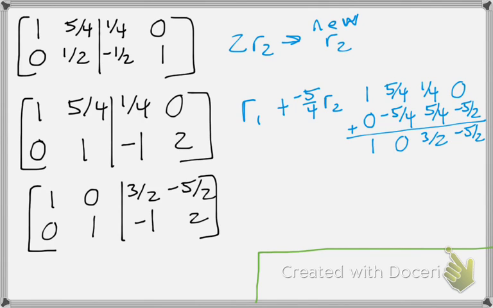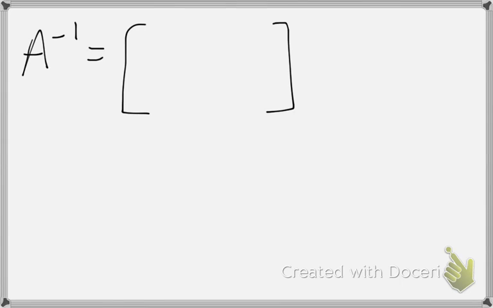Okay, so we're almost done. You'll see that we now have the identity matrix on the left. So whatever I have left over on the right, that is going to be my inverse matrix. So let me declare that as my final answer: 3/2, -5/2, -1, and 2. These are the entries for my inverse matrix.